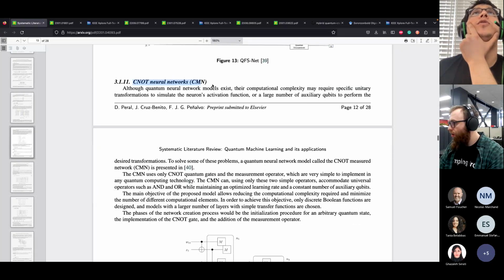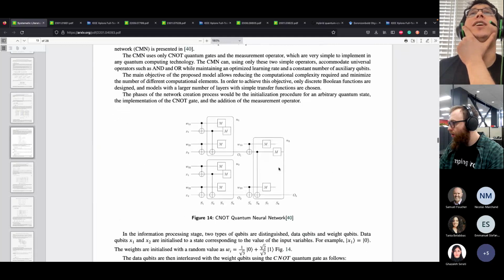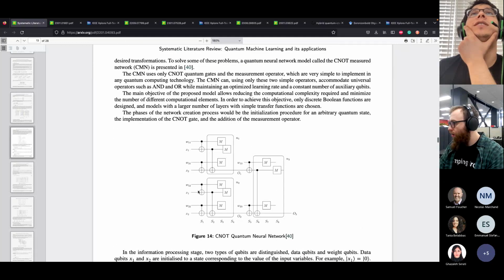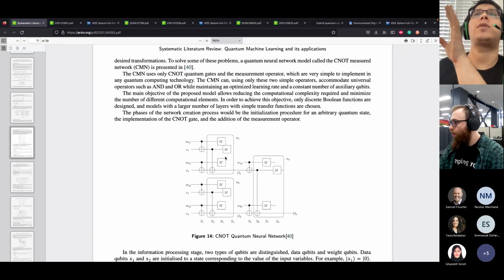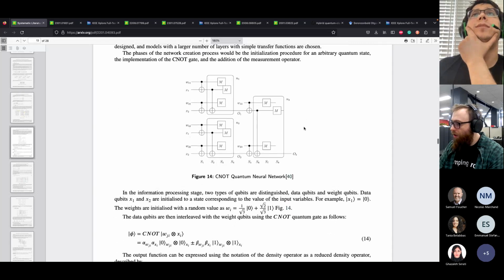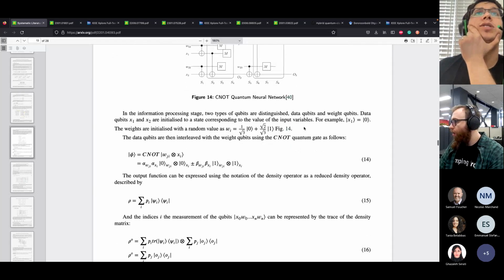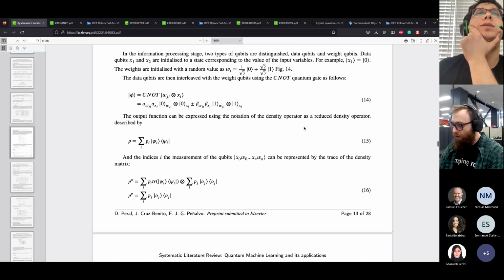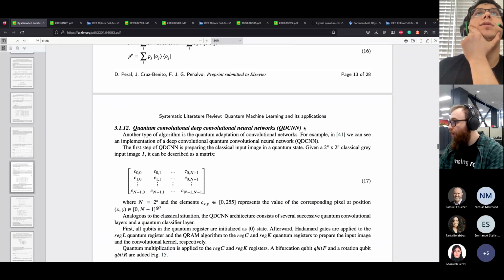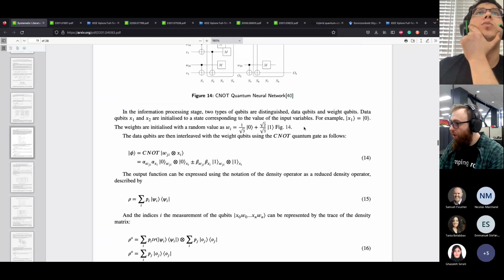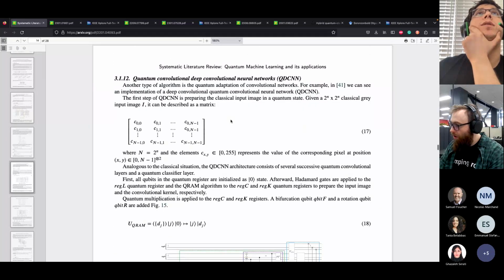CNOT neural networks. I can tell you from the beginning, this will not work because you use a lot of CNOTs. So look, it's basically based on CNOTs. Okay, sorry, I correct myself. They have intermediate measurements, so this might overturn the effect of the CNOTs on the gradient. I'm not sure how they use only CNOTs to do classification, but anyway. So yeah, this is one way to do it, I guess.